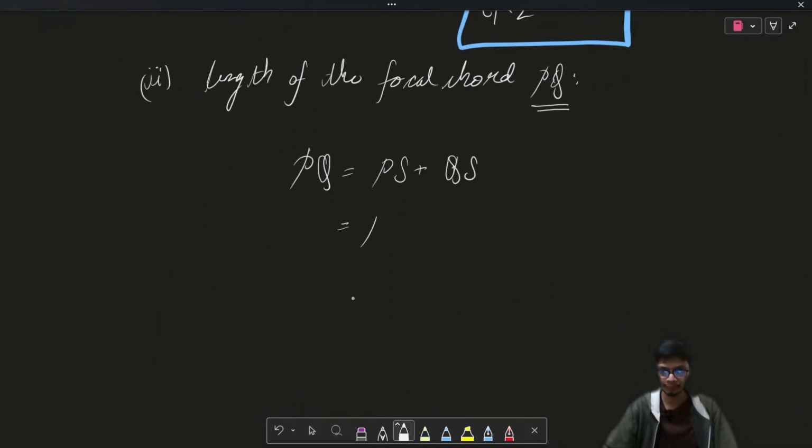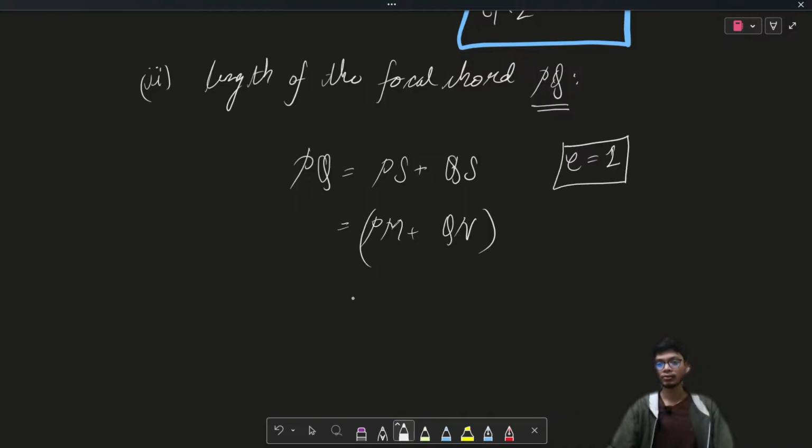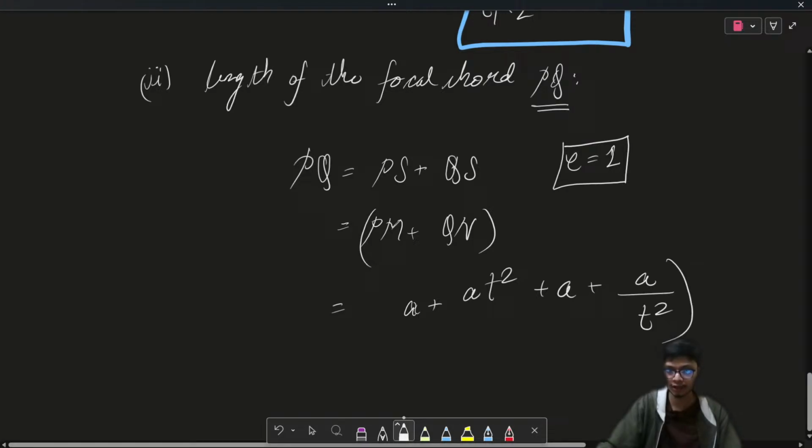So this is equal to PM plus QN, because we know that the eccentricity of a parabola is equal to 1. So for this case, the focal distance is also equal to the perpendicular distance of the point from the directrix, right? So if I equate this, the distance PM is going to turn out as a plus a t1 square, and the distance QN is going to be a plus a by t1 square, right? So this is how it would come out.